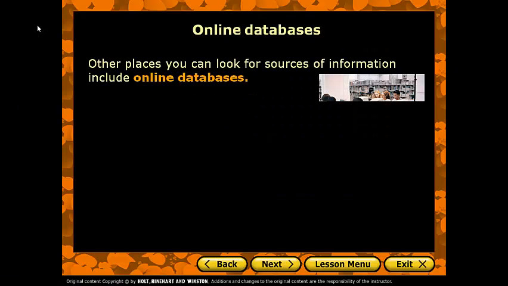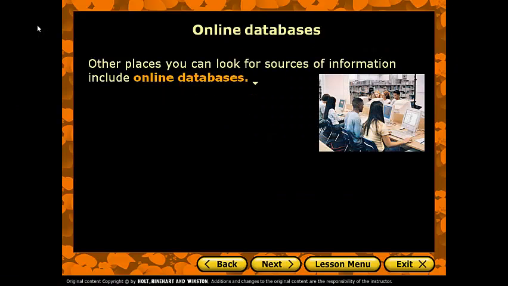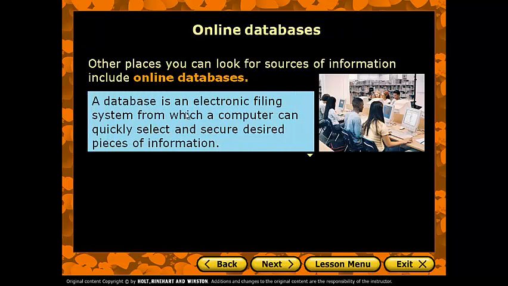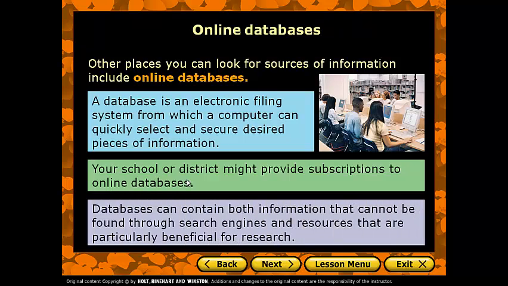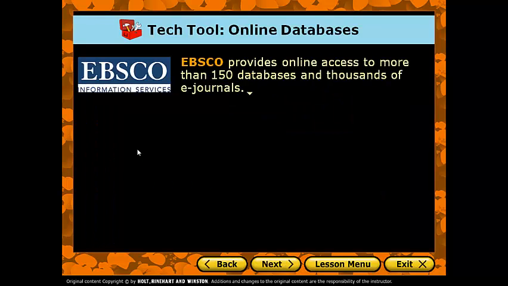So let's pop back over here and look at databases. Other places you can look at for source information include online databases. A database is an electronic filing system from which a computer can quickly select and secure desired pieces of information. Your school or district might provide subscriptions to online databases, and databases can contain both information that cannot be found through search engines and resources that are particularly beneficial in research. So online databases are very valuable.